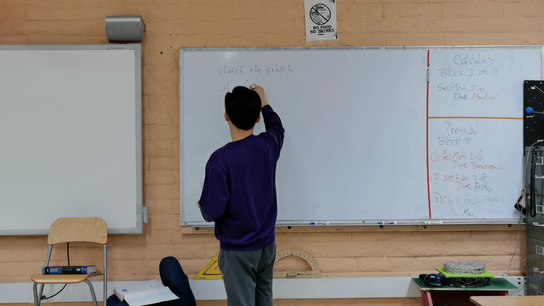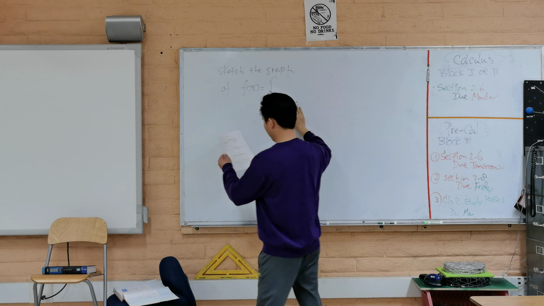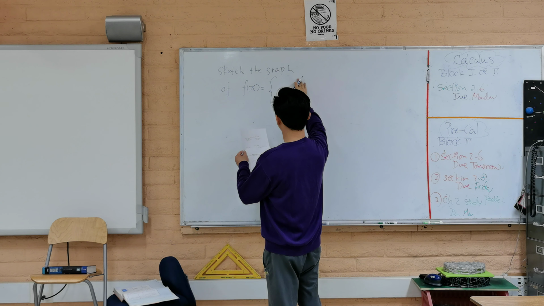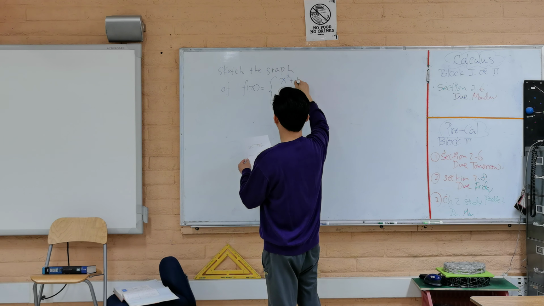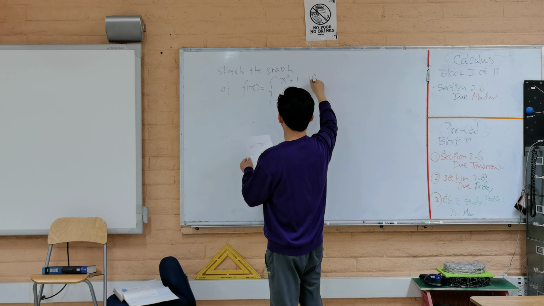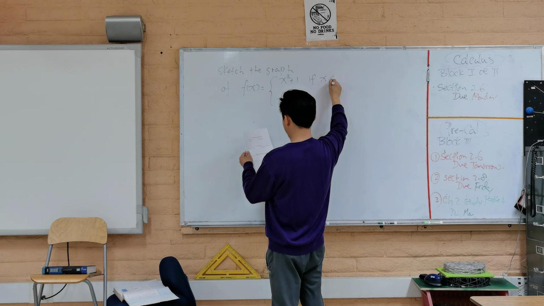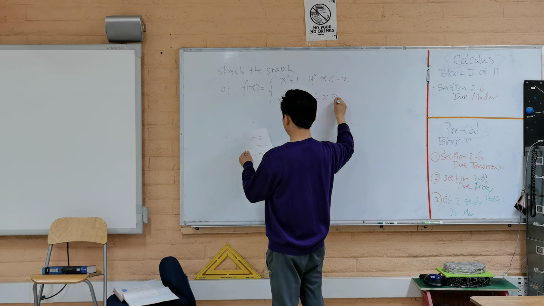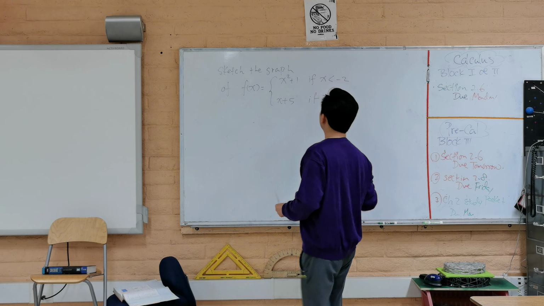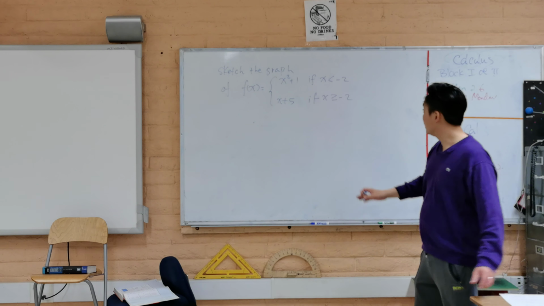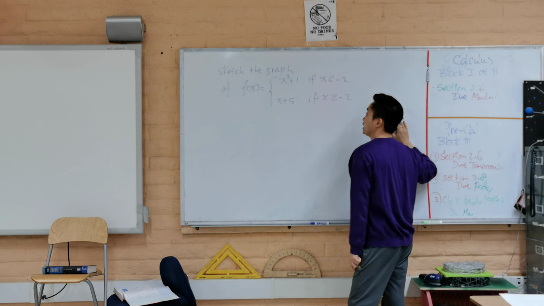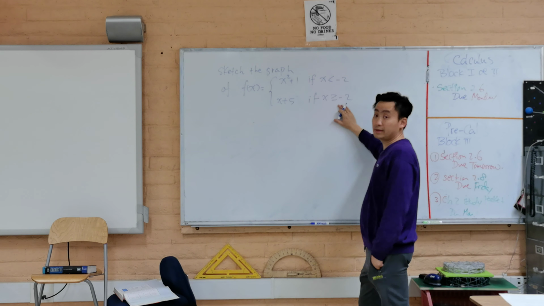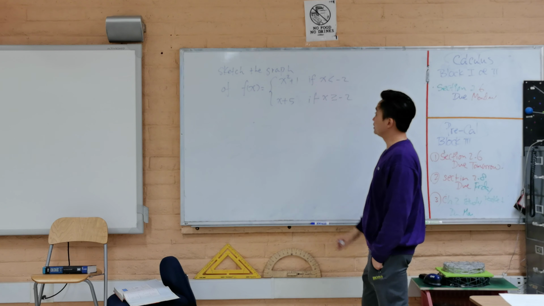The function f of x involves a linear part and a quadratic part. This one is for x less than negative 2, and the other part is for x greater than or equal to negative 2. As you can see, anything from negative infinity to negative 2, we're using the first function, which is quadratic. And anything greater than or equal to negative 2, we're using the linear.